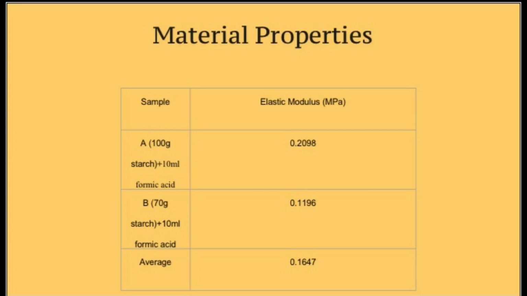As you can see, there are two samples, sample A and sample B. Sample A is 100 grams starch and 10 ml formic acid. Sample B, 70 grams starch plus 10 ml formic acid. Based on the collected data, the average elastic modulus of the airless tyre sample from the two samples was 0.1647 MPa.